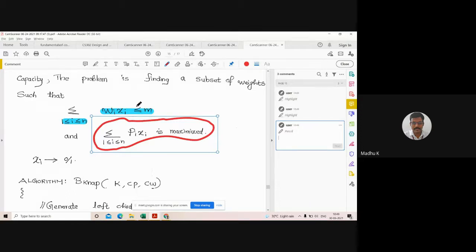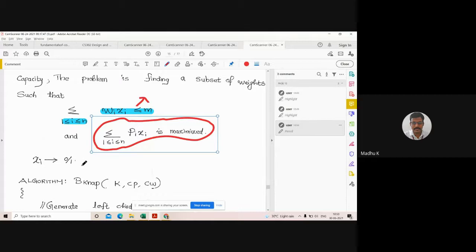This is the constraint, and this is the objective function to be maximized. And xi can take value 0 or 1. Either I can include the object fully into the knapsack, or I can't. So that is the difference between fractional and 0/1 knapsack. Either I include or not, so xi will take value 0 or 1.